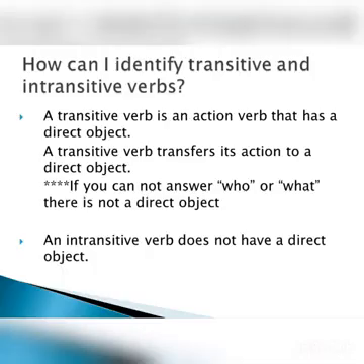Now, how can you identify transitive and intransitive verbs? Remember, children, a transitive verb is an action verb that has a direct object. An intransitive verb does not transfer its action to a direct object. If you cannot answer who or what, there is no direct object. An intransitive verb does not have a direct object.